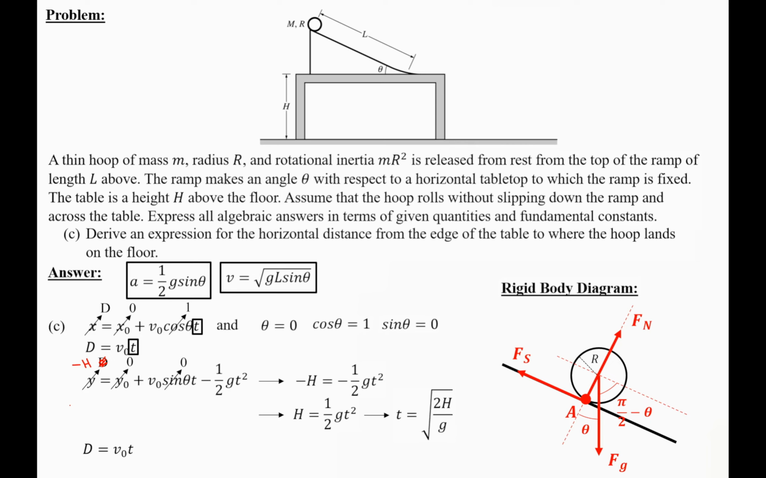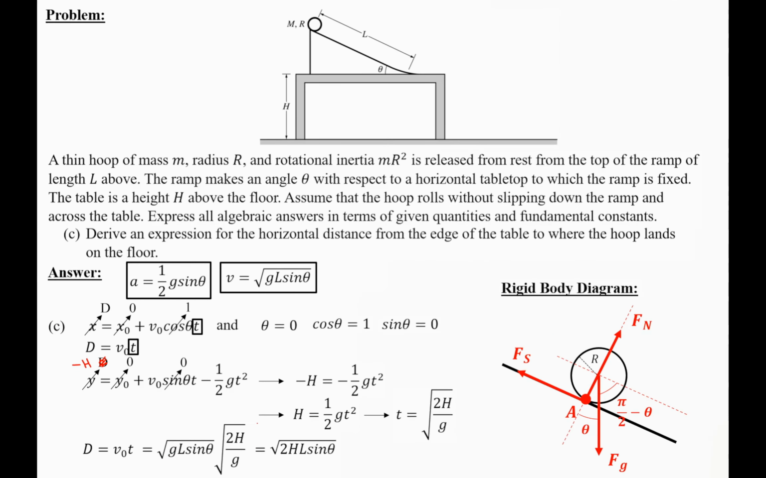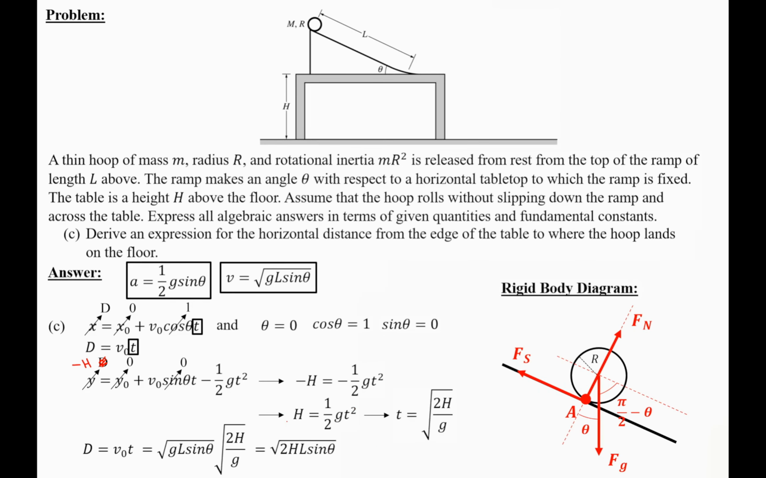Then d is v0 t. v0 has been determined from the horizontal and t from the vertical, combining them together, simplifying g with g, and we're left with the following. And here you can make sure of the dimensional analysis. This is meter and meter, which give us meter squared, and the square root of meter squared would give us meter. Sine θ and 2, they have no units. That would be the distance covered by the hoop when it reaches the ground.